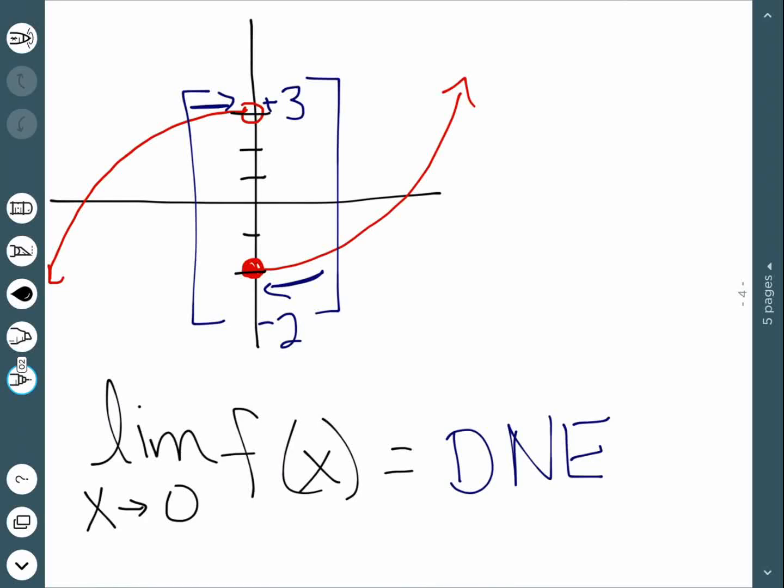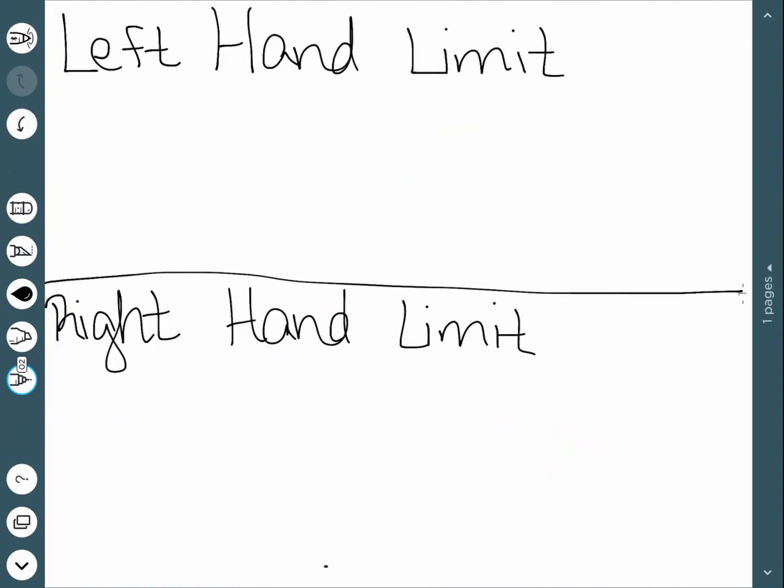In our last video, we did this particular limit and talked about how it doesn't exist because the left-hand side and the right-hand side of 0 are approaching two different numbers. So now we're going to talk about a way to define limits in this particular sense. In this situation, we're going to define what's called the left-hand limit and the right-hand limit. The idea is what's happening only to the left side and what's happening only to the right side.